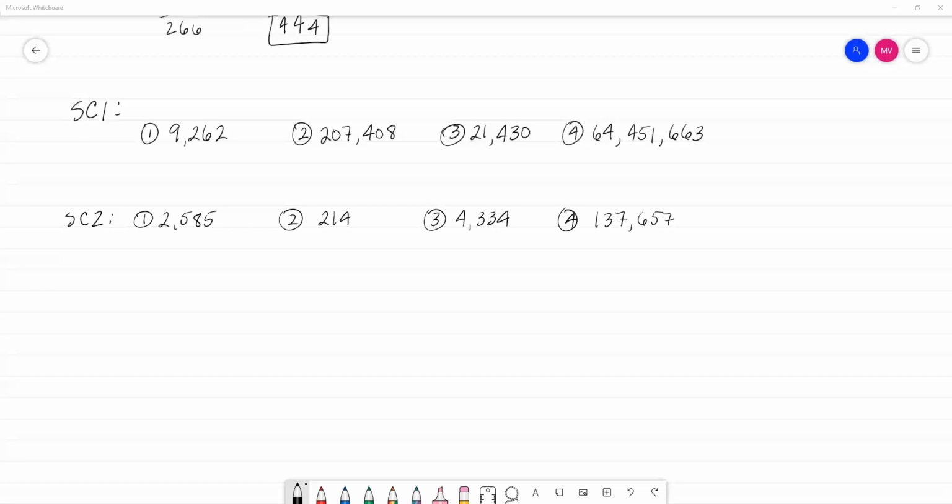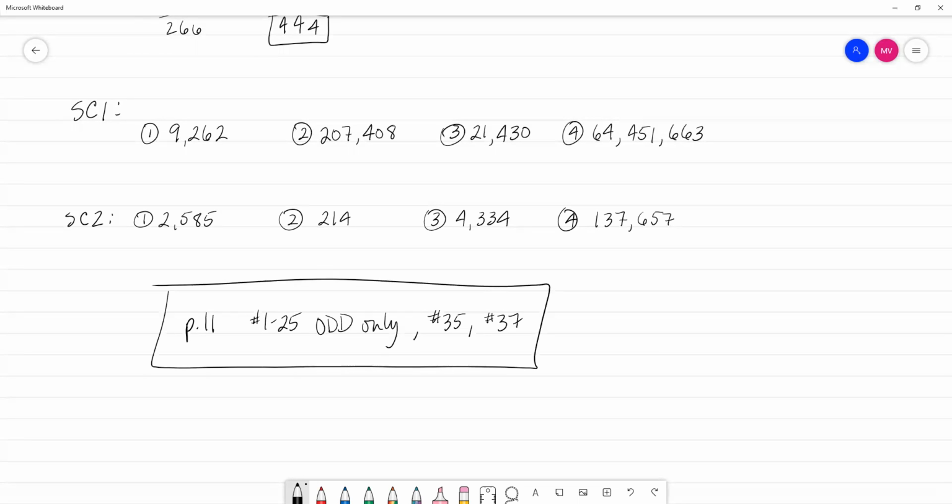Your homework is page 11, numbers 1 through 25. Odd only. So 1, 3, 5, 7, 9. Skip the even ones. And then I think I tacked a few others on the end just to see how y'all do. Number 35 and number 37. Look at those. So give that a try. We'll go over it tomorrow, as well as review for our quiz on Thursday, I think.